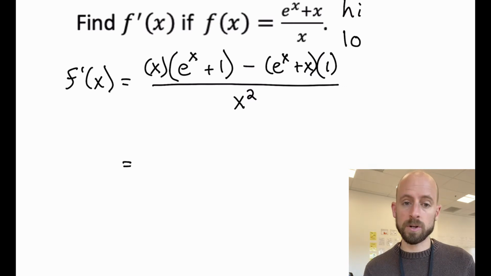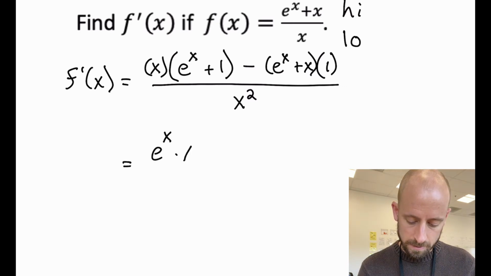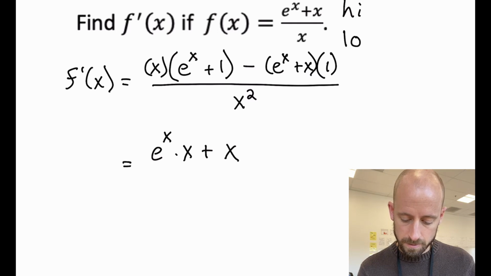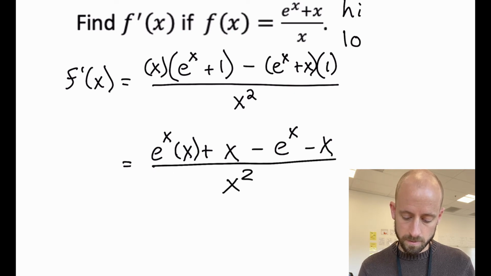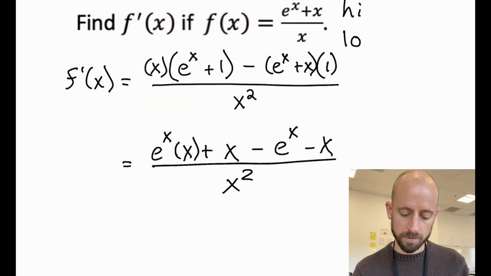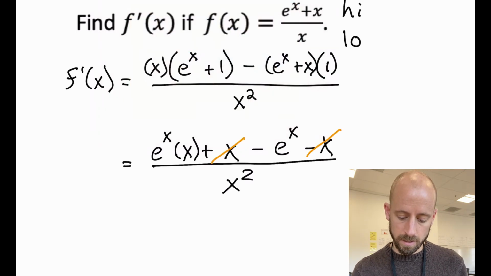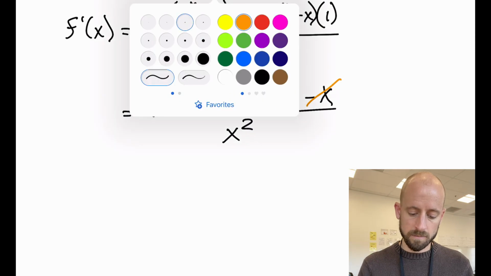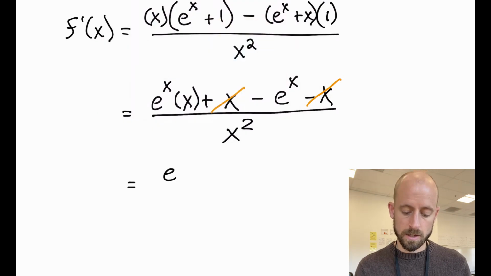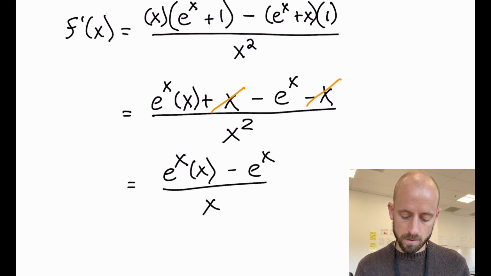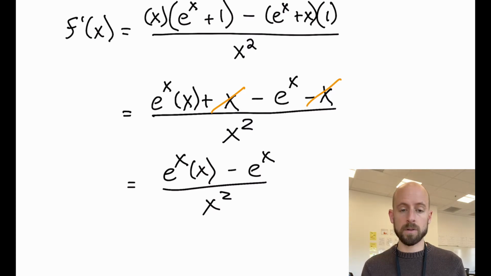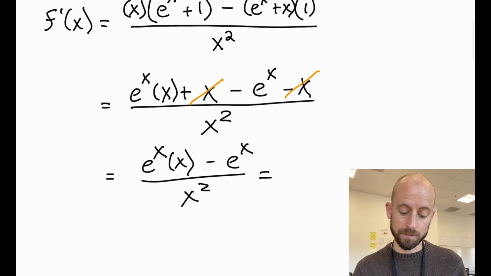So let's see, if I distributed that x through, I would get e to the x times x plus x. I'll put this in parentheses. And then I would have a minus e to the x minus x all over x squared. And I can see there that some stuff cancels out. So the negative x and the positive x cancel out. So that will leave me with e to the x times x minus e to the x all over x squared. And I can see both of the terms in the numerator both have a factor of e to the x. I could factor that out.